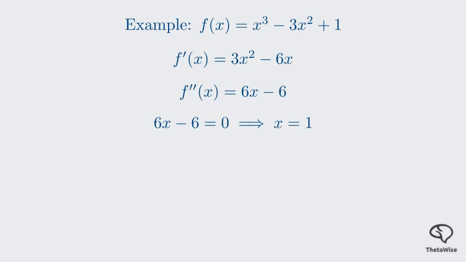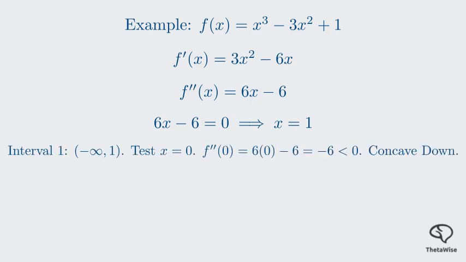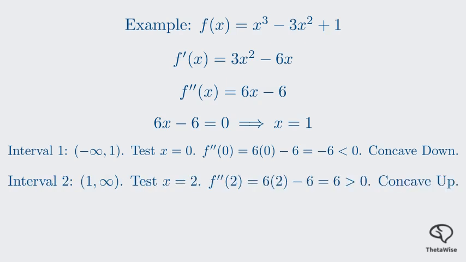We'll use this point to divide the number line into two intervals, from negative infinity to 1, and from 1 to positive infinity. Let's test a point in the first interval, say x equals 0. f double prime of 0 is negative 6, which is less than 0. So the function is concave down on this interval. Now let's test a point in the second interval, say x equals 2. f double prime of 2 is 6, which is greater than 0. So the function is concave up on this interval. Since the concavity changes at x equals 1, this point is an inflection point. It's where the graph switches from frowning to smiling.